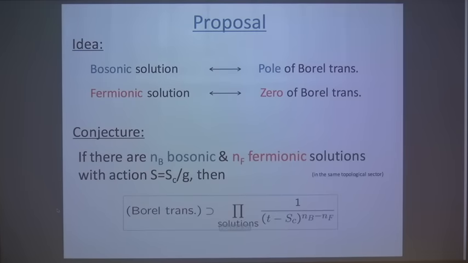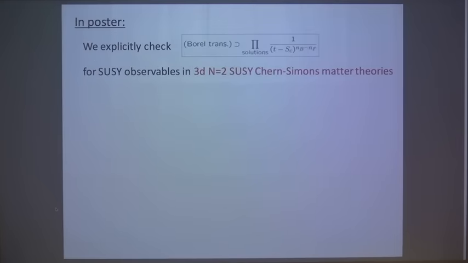Here is the conjecture. I propose that if there are N_B bosonic solutions and N_F fermionic solutions with action S_c over g, then the Borel transformation includes this factor. Namely, the Borel transformation has a singularity at t equal to S_c when we have more bosonic solutions.